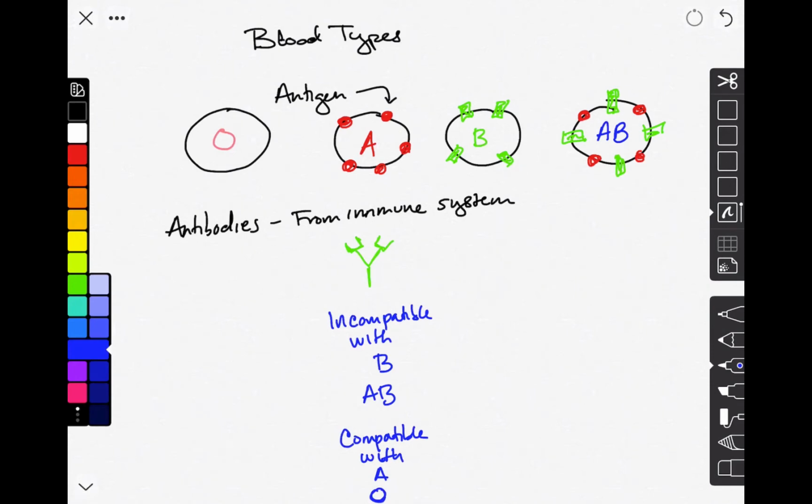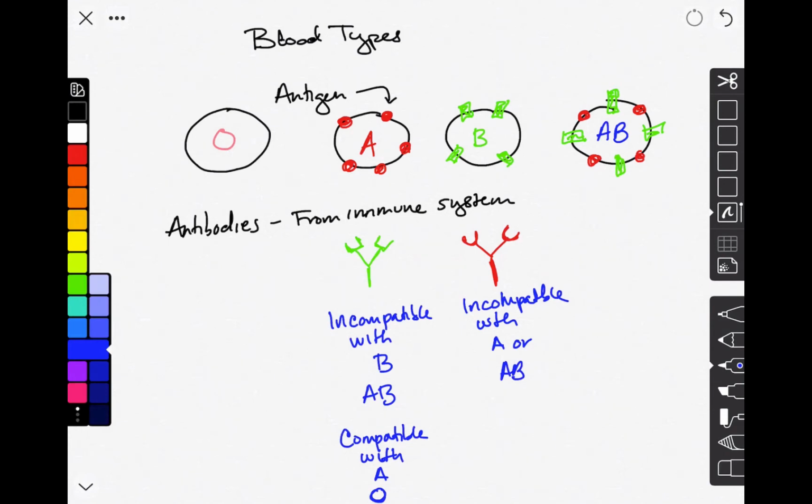When we go to B blood, it would have antibodies that are for the surface antigens on the A cells, because those would be marked as foreign. And any A blood, be it A or AB, would result in agglutination. So B blood is incompatible with A or AB.